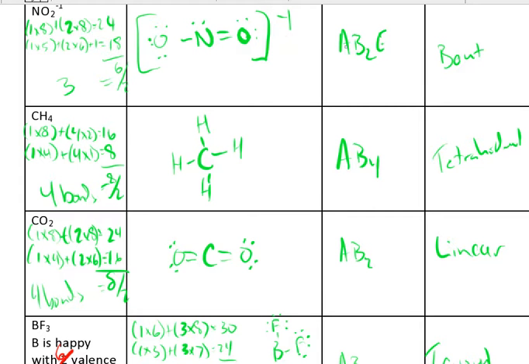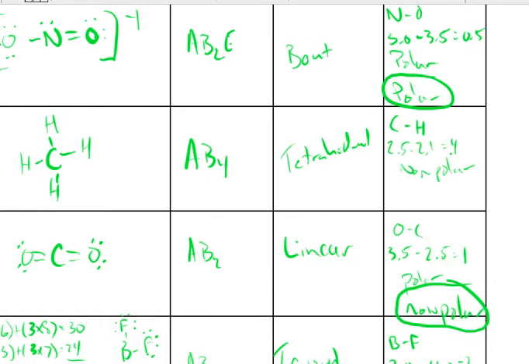Our ABE notation, A for our central atom, B, it's bound to 2 different atoms, and then E, because we've got a pair of electrons that aren't part of the bond. That corresponds to bent. The only bonds that we have in this compound are nitrogen to oxygen. Find the difference in electronegativity. We end up with 0.5.